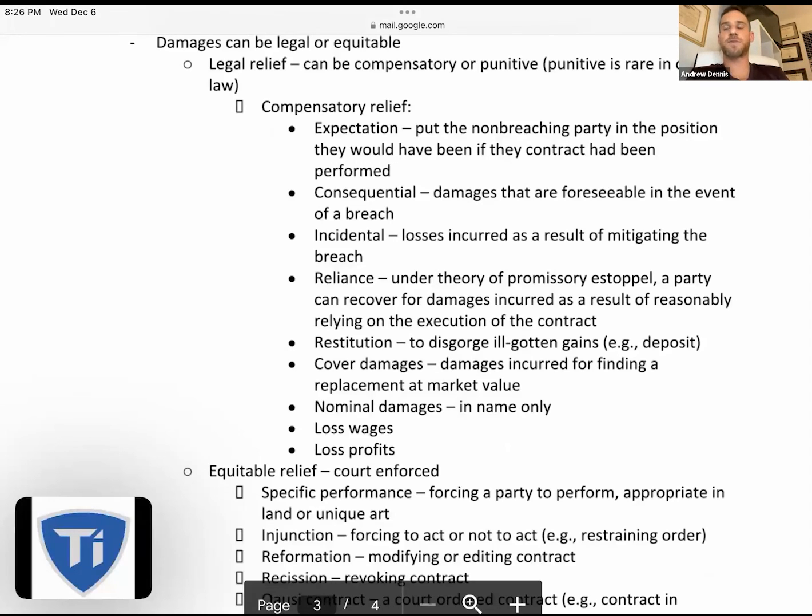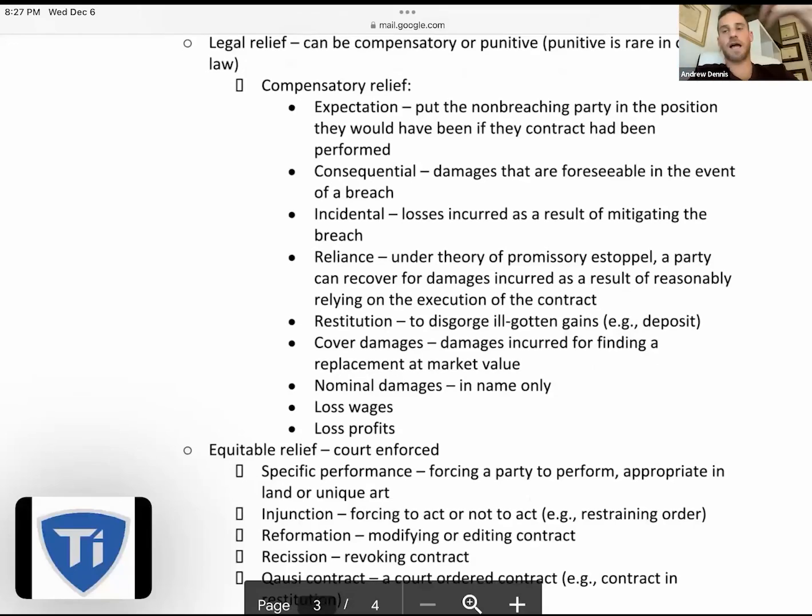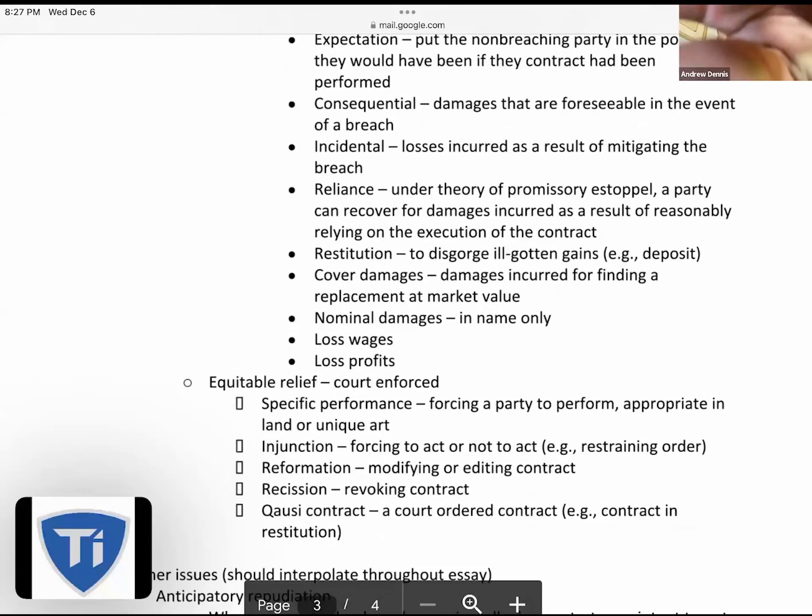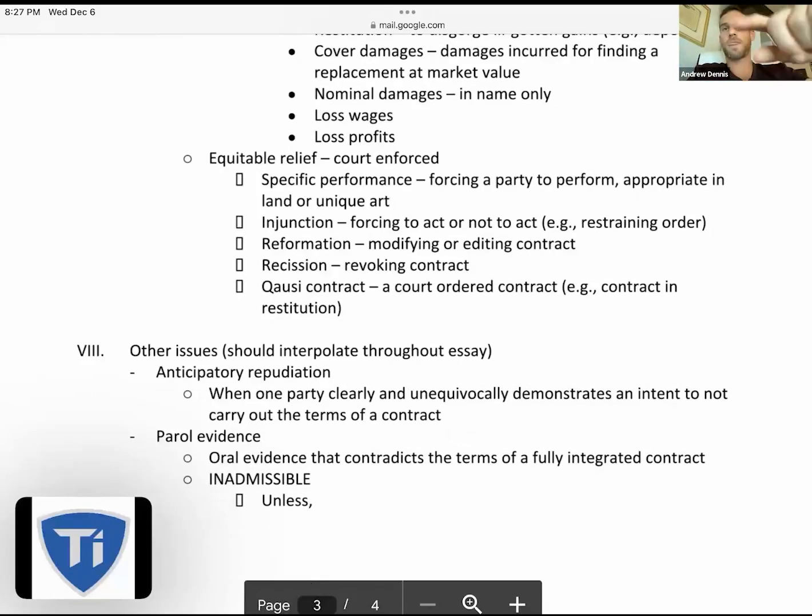If all you talk about is expectation, consequential, incidental, and all you mention is expectation, putting them in the position they would have been, it makes them whole. Consequential, foreseeable, and incidental are losses incurred for recovering for the breach. You did a great job. Restitution and reliance are some big ones that could come up and you could get points for.